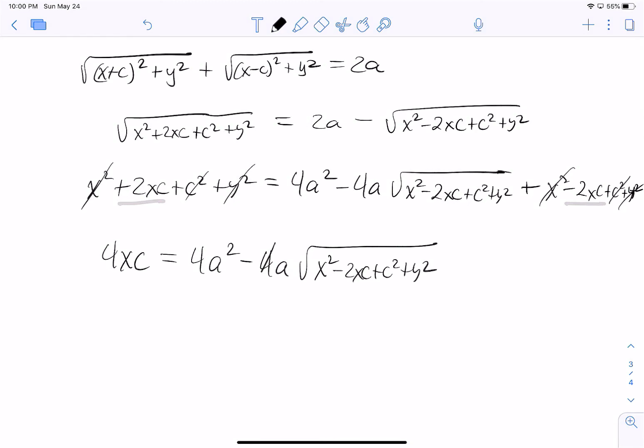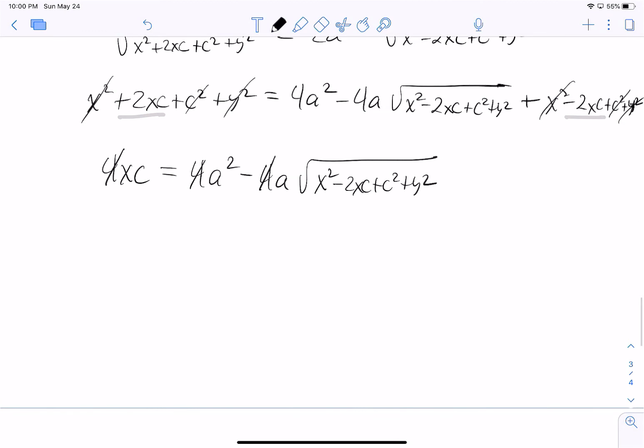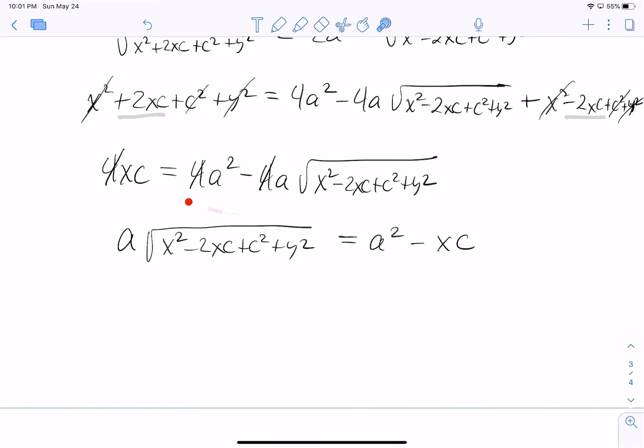Check it out. We can divide everything through by 4 and then isolate the remaining radical. Bringing the radical to the left and the xc, subtracting it from the right, we end up with a times the whole square root is equal to a squared minus xc.